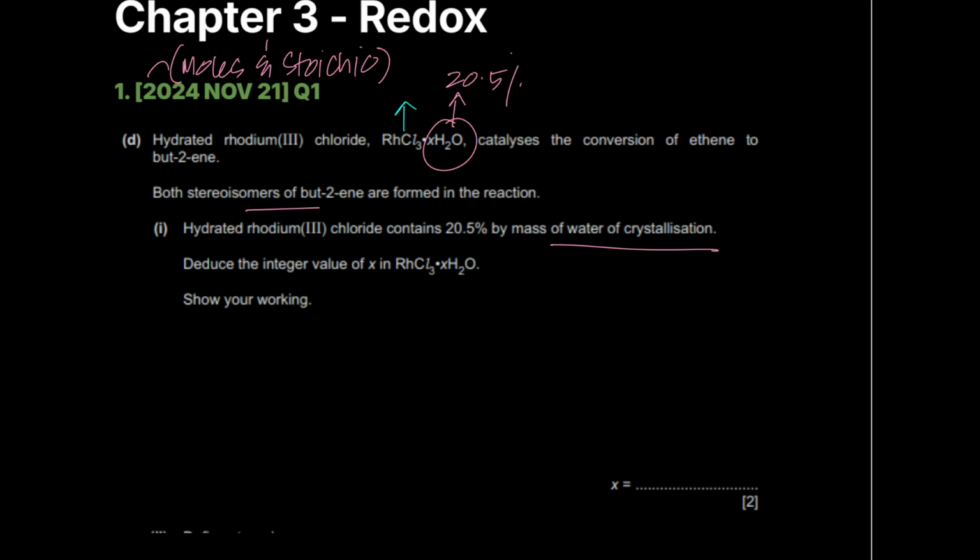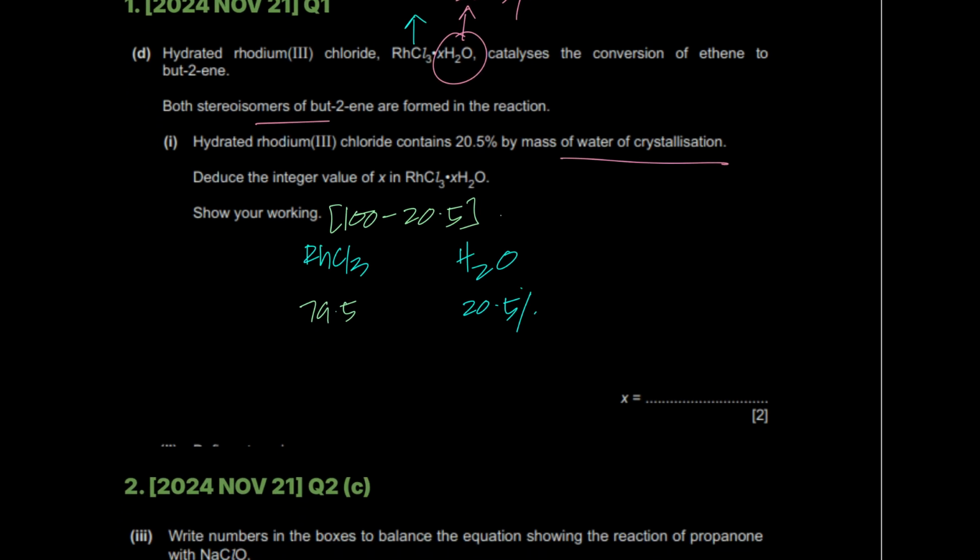Total percentage is always 100. So if I write rhodium chloride right here, and if I write H2O here, how much percentage is H2O? 20.5%. How much is rhodium chloride? 100 minus 20.5%, right? So what do you get? 79.5. Thank you. Then what's the next step? You know percentages are just like grams. We consider percentages just like grams.